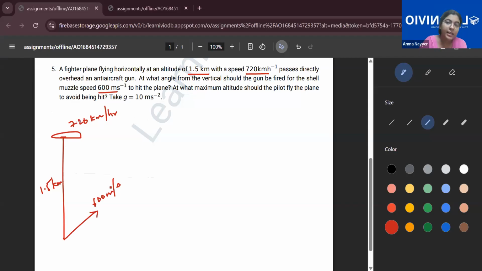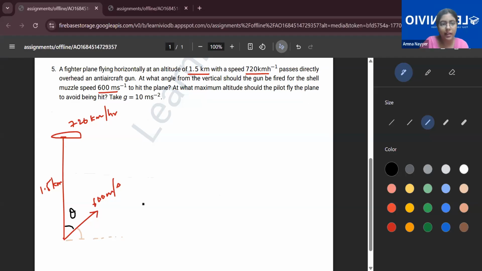And it says at what angle from the vertical. So we cannot take this angle. See class, we usually used to take this angle, but we won't be taking this angle. Now we'll be considering this angle because it says from the vertical. We have to find it.